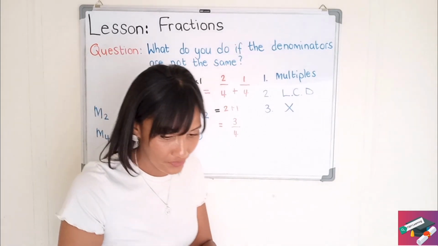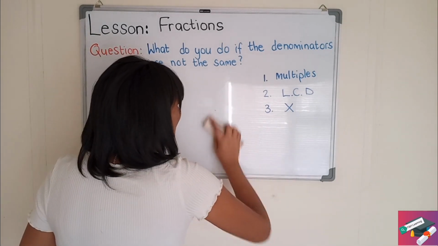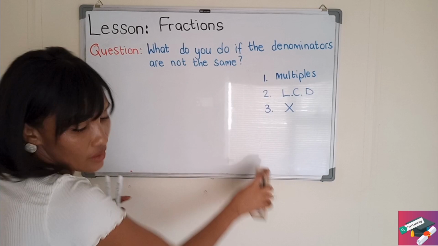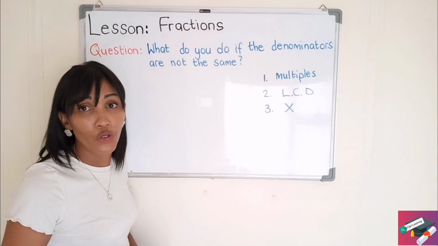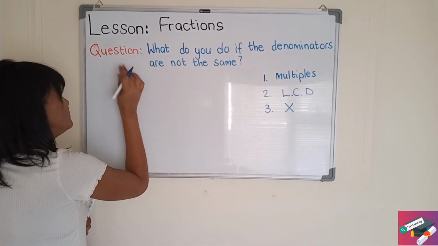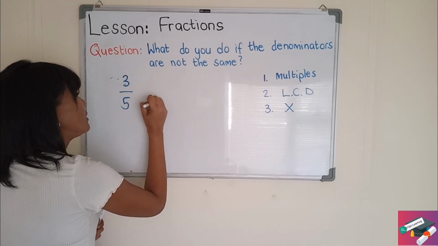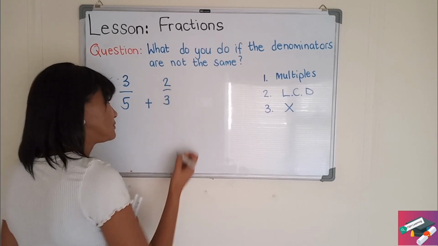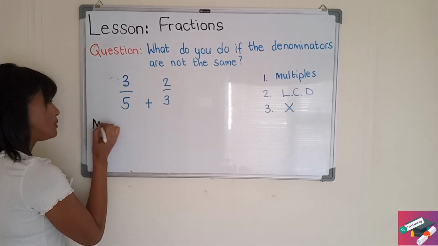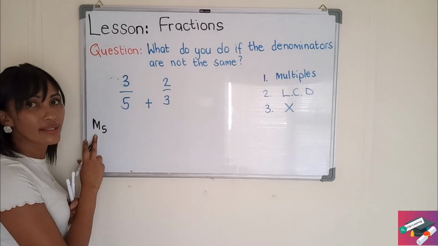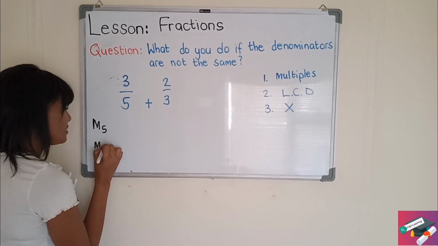Right, let's do another one. So please, when you get to this question, where you need to add your fractions together, but the denominators are not the same, remember to follow your steps. Okay. Say, for instance, this is 3/5, and I need to add 2/3. Right. Step number 1 asks for multiples. So, multiples of 5. The reason I'm writing M is just to show me that I'm looking for multiples of 5. And then multiples of 3.